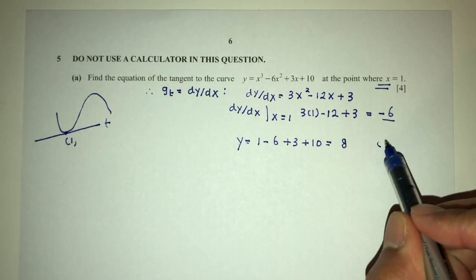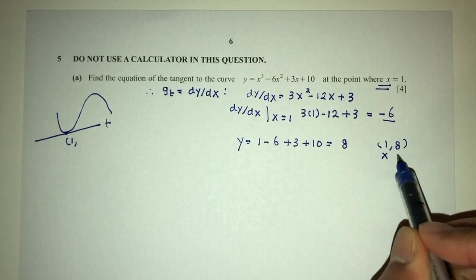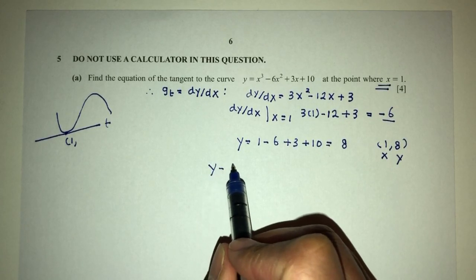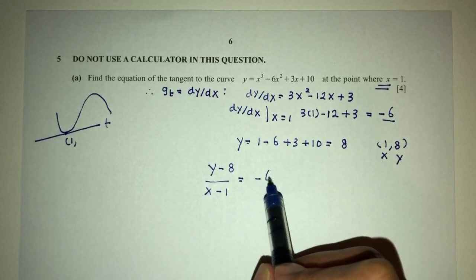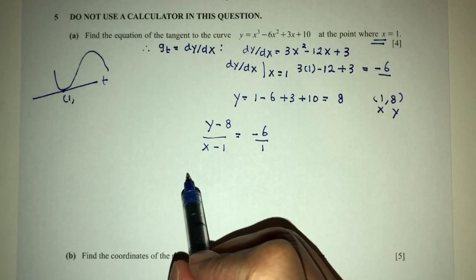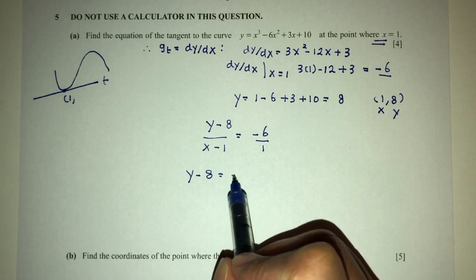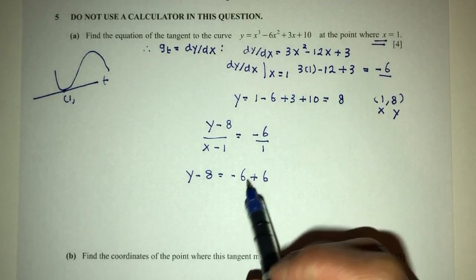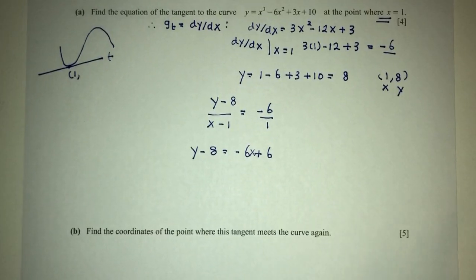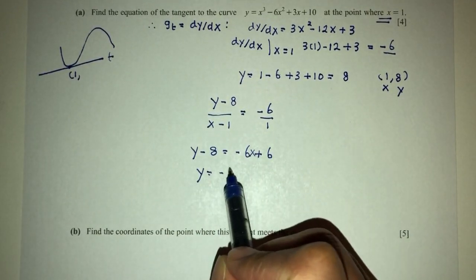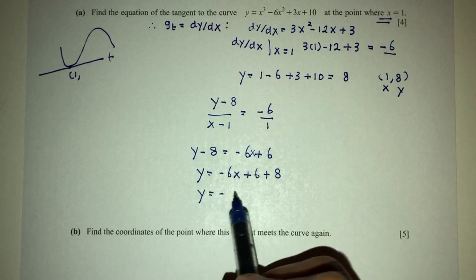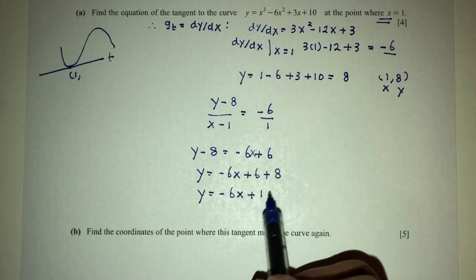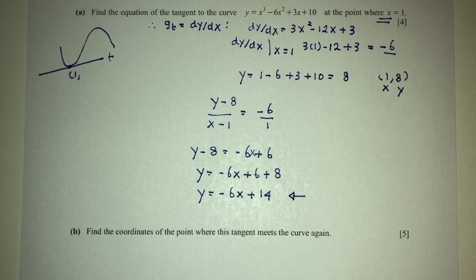Okay, so the passing point will be (1, 8), then this (x, y). So I'll use (y - 8)/(x - 1), that will be -6. Now we cross multiply, you will have y - 8 = -6x + 6. Now simplify, y will be -6x + 6 + 8, so y will be -6x + 14. So that will be my answer for part 1 for the equation of the tangent.